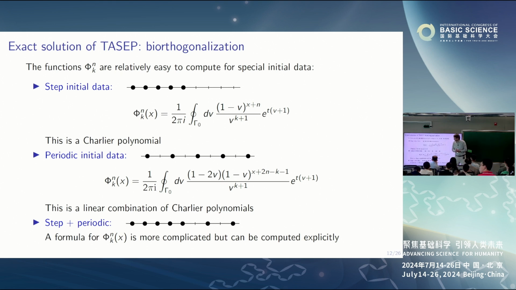For periodic initial conditions, the computations are more involved. The functions phi are given by linear combination of Charlier polynomials, but still they can be written as a quite nice contour integral. So there are some other initial conditions for which these functions can be computed relatively easily. So for example, we can combine the step and periodic initial conditions. So to the left of the origin, we take the step initial condition. To the right of the origin, we take periodic initial condition. So the formula for the functions phi will be more complicated. I just didn't want to write it, but it can be done. It can be computed relatively easily.